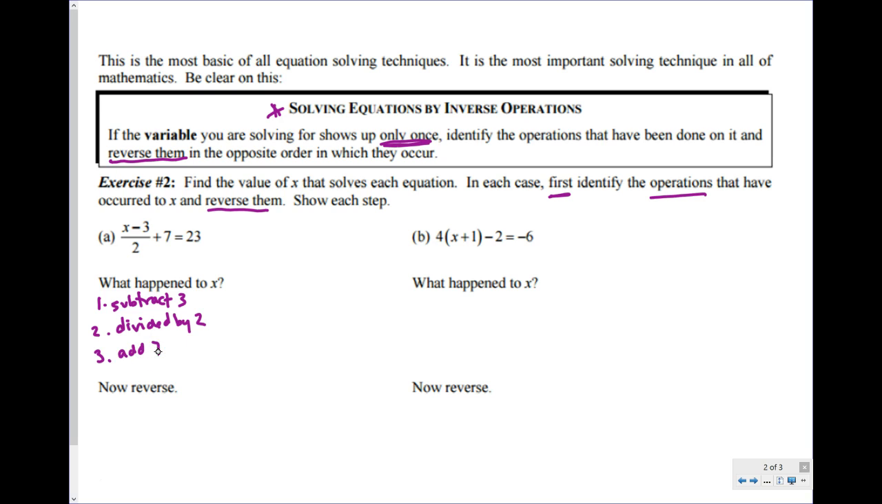So now I want to reverse it. Actually, let me pick a different color because it's a lot of purple. So the reverse would be: step 1 would be to subtract 7, because I'm starting at the bottom here, opposite of adding. The second step is the opposite of dividing, so multiply by 2. And the third step would be to add 3. So let's see this work in the solution.